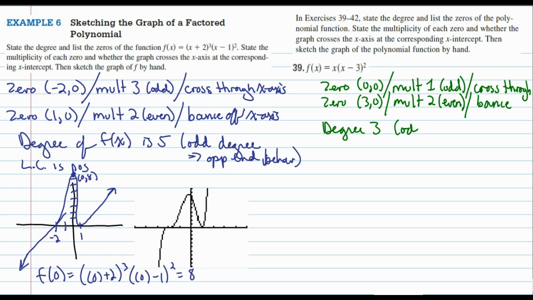So that is odd, which means I have opposite end behaviors. As a matter of fact, this is a cubic function, so the ends are going to look just like y equals x cubed. The leading coefficient is positive.